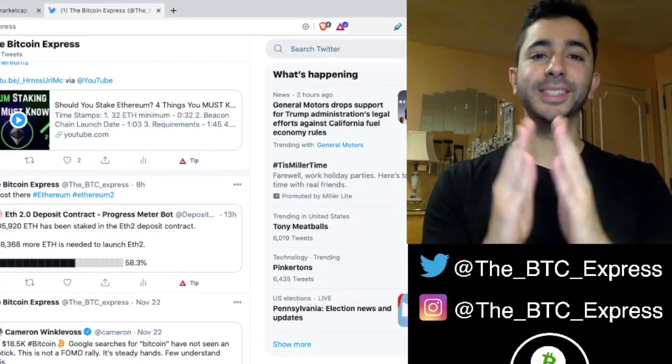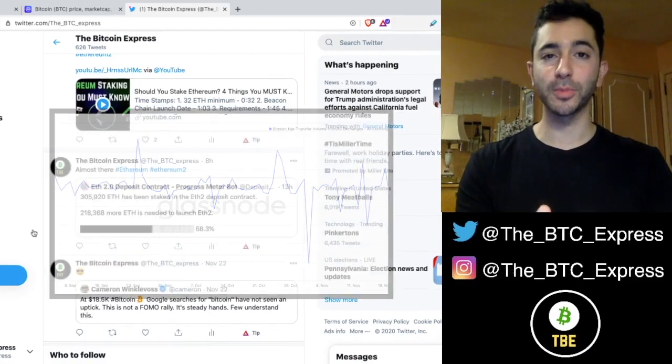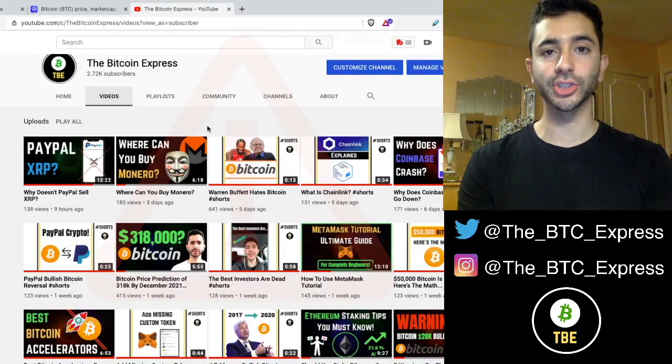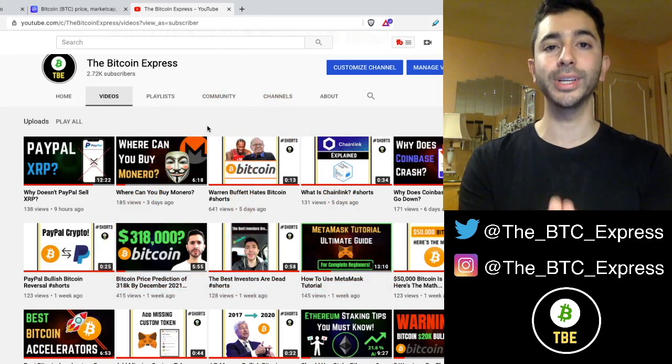I'm going to show you a simple chart that can help increase the probability of you timing the crypto markets correctly. Right before we jump into this simple and easy to understand chart, I need to make a disclaimer. This chart can help increase the chances of you timing the crypto markets.